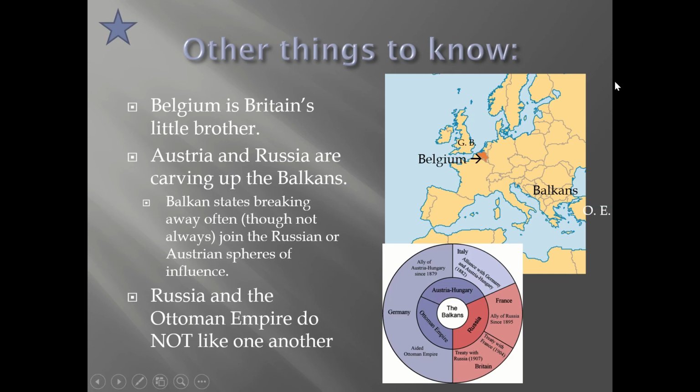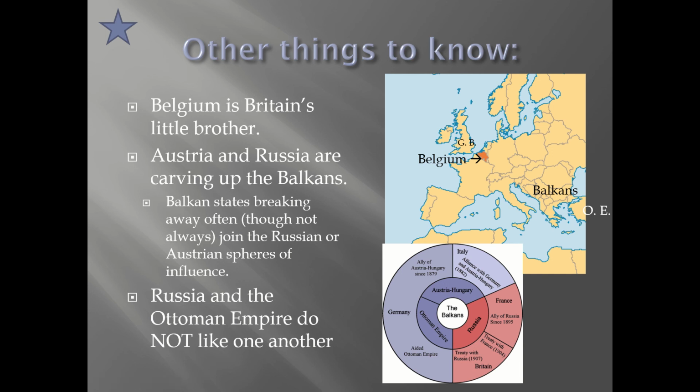Other things to keep in mind. Belgium, remember, only recently became its own country after the Congress of Vienna. It's Britain's little brother. So when Belgium went to the Congress of Vienna, they said, hey, we want to be our own country. Historically, they'd been dominated by France, but the Belgians, some of them speak French, but others speak Flemish, and so they want to be their own country. But the rest of Europe was like, well, but you're so little. It won't take very much for France to just gobble you back up, and then we're back where we started.